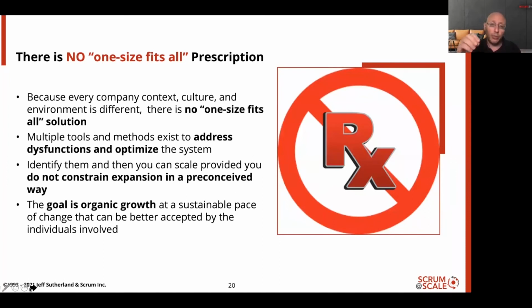Now, we commonly talk about sustainable pace in the Agile Manifesto in terms of how much work a team can do and how much product customers can digest. But I want you to think about the sustainable pace of the organization. And that includes the folks doing this and involved in the change.